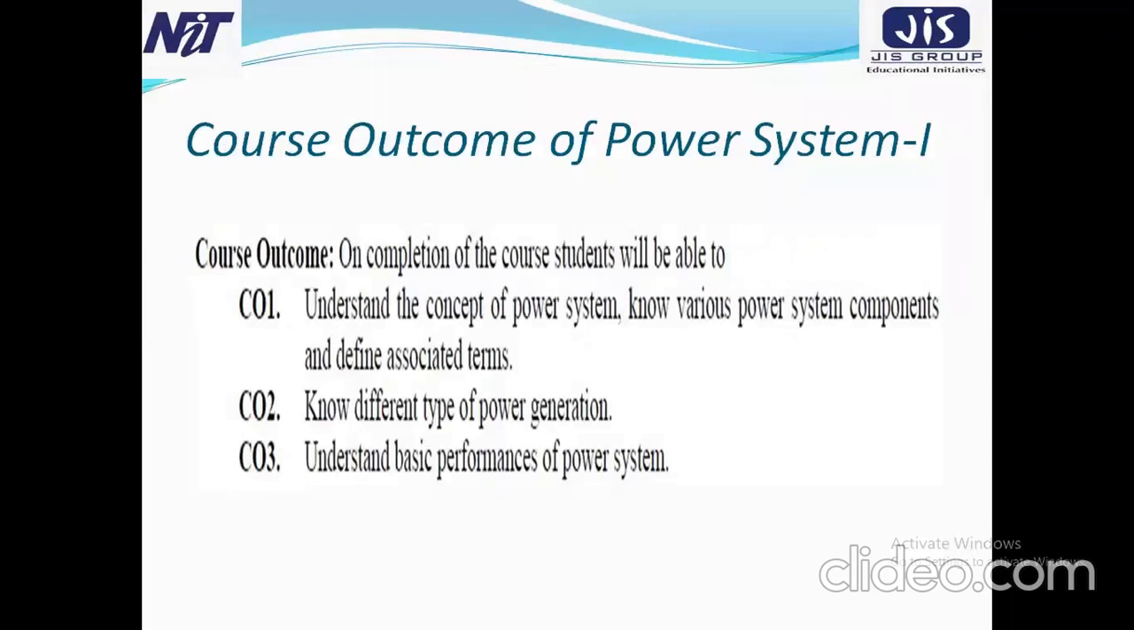So this is the course outcome of Power System 1. In the course outcome, we have 3 course outcomes in this particular subject. The first one is understand the concept of power system, then know various power system components and define associated terms. CO2 is know different types of power generation, and CO3 is understand basic performance of power system. So these are the 3 course outcomes for this particular subject.